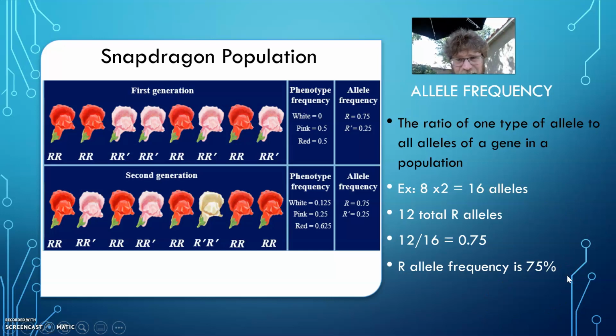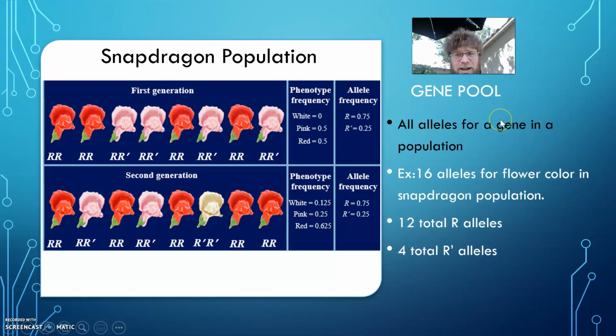Okay. So when examining that, we also have to think about the gene pool. The total number of alleles for my population, I call that a gene pool. And I'm just looking at one trait, one gene. In this case, I'm looking at flower color. So I have 16 alleles for flower color in this snapdragon population, or this snapdragon gene pool. And in that gene pool, I have 12 total capital R alleles and 4 total R prime alleles.